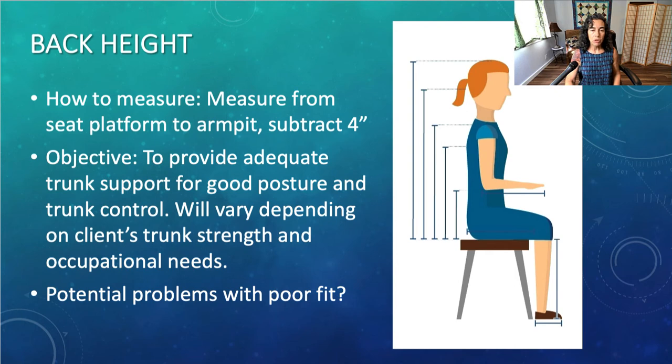We measure from the seat platform to the armpit, and then we subtract 4 inches. So this is the general rule as opposed to the specialized. The objective is to provide adequate trunk support so that you can maintain good posture and trunk control. And as I said, it's going to vary depending on who that client is, how strong they are, and what occupations they engage in. Potential problems: if the back height is too high, it obstructs propelling.